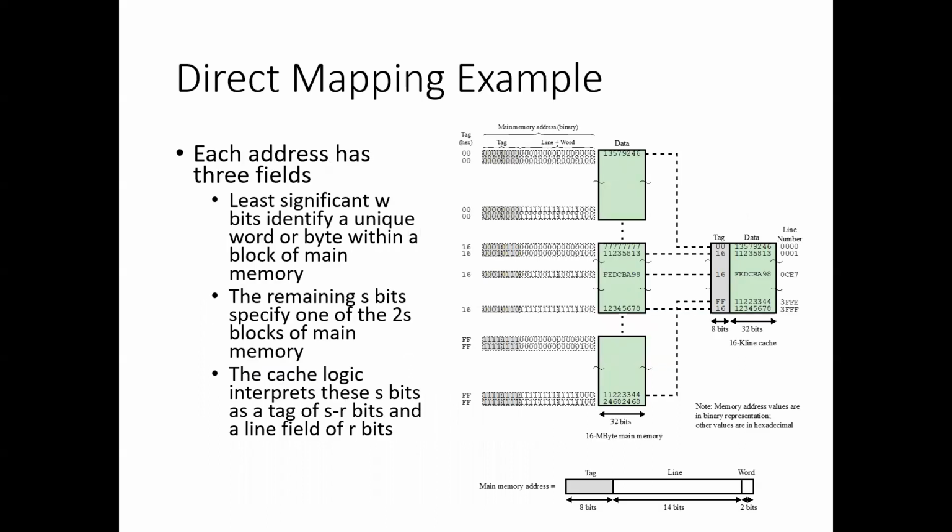So here's an example of direct mapping. Each address has 3 different fields. The least significant bits identify a unique word or byte within the main memory block. The remaining bits specify one of the 2^s blocks of main memory. And the cache logic interprets these s bits as a tag of s minus r bits and a line field of r bits. So here we would have the tag coming in from the main memory address, and then the data being transferred in. And again, the direct mapping is probably the simplest of the different approaches.